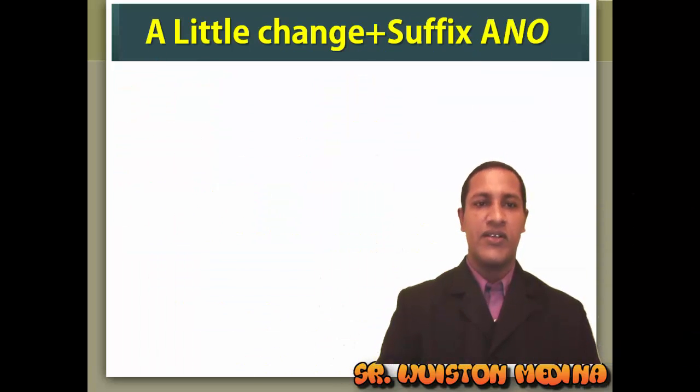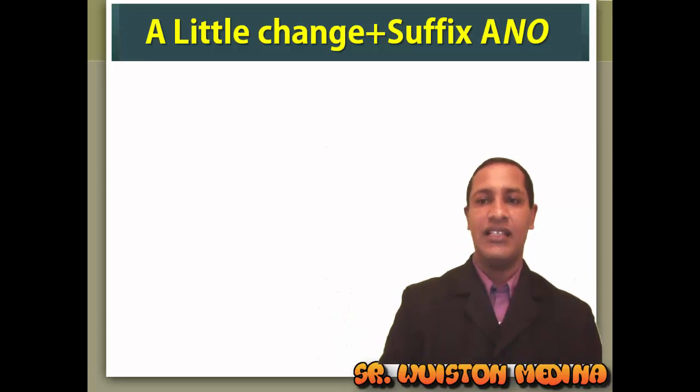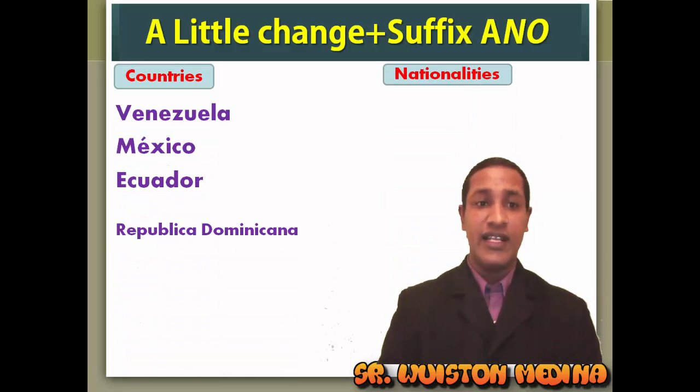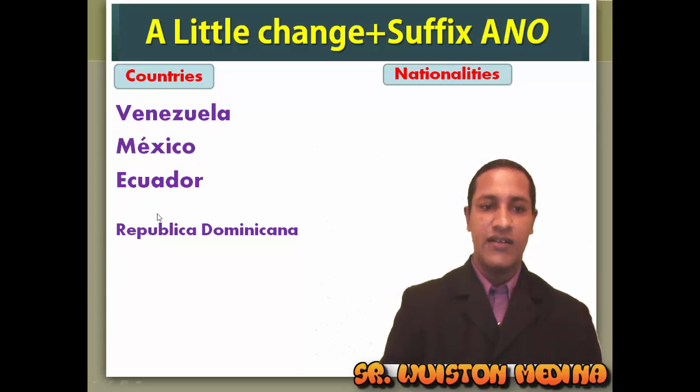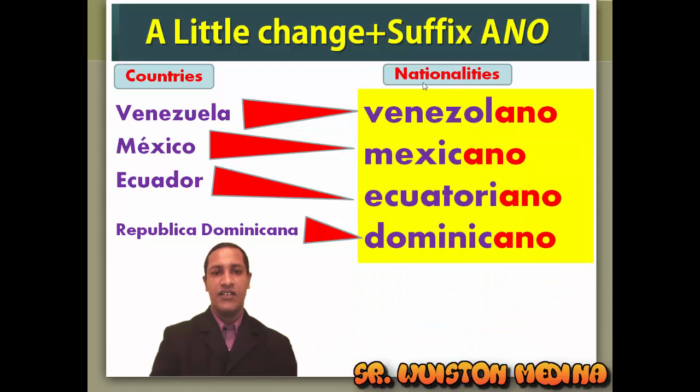We have another group here that has a little change. This group has a little change plus the suffix ano. So we have here the countries that are Venezuela, Mexico, Ecuador, República Dominicana. I forgot the accent here. República Dominicana. And we have here Venezuela. We have a little change there because we don't say venezuelano, we say venezolano. Two observations here. We don't say venezolano as you pronounce in English, okay?